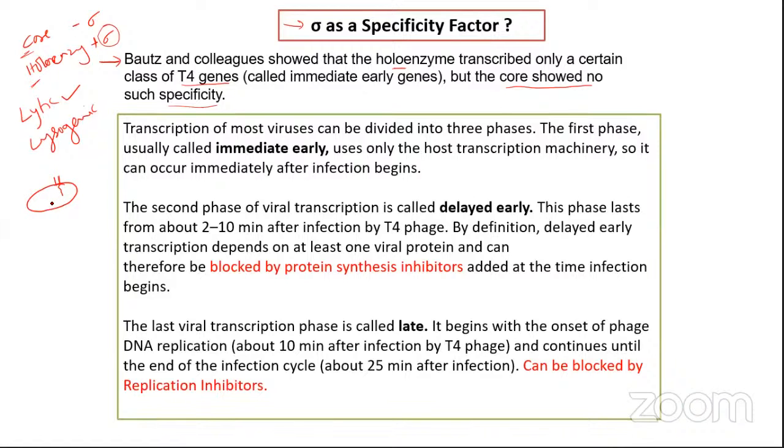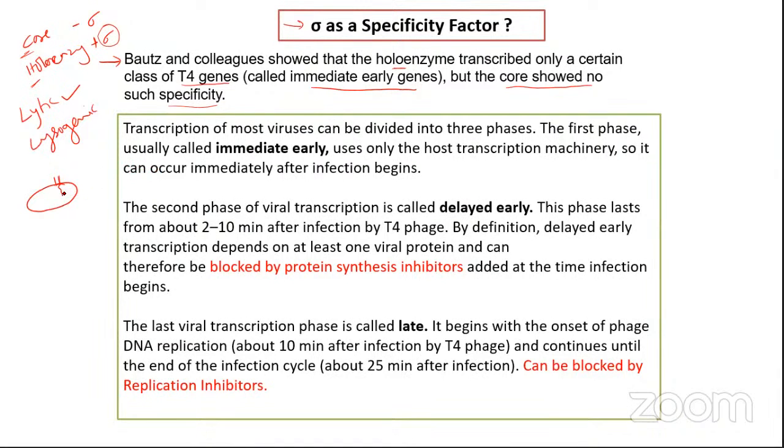Once it gets inside, there are certain phases in which the viral genes are transcribed, and there is a logic behind it. So that's what I'm going to explain first, and then we will find out how Watts and colleagues actually established this fact that only immediate early genes are transcribed by holoenzyme, while core enzyme doesn't have any such specificity.